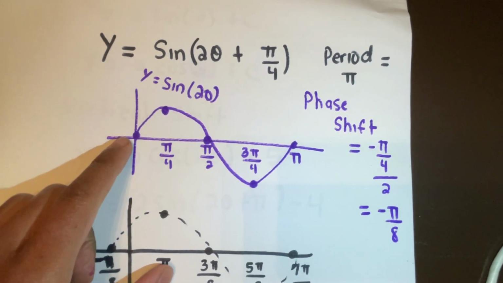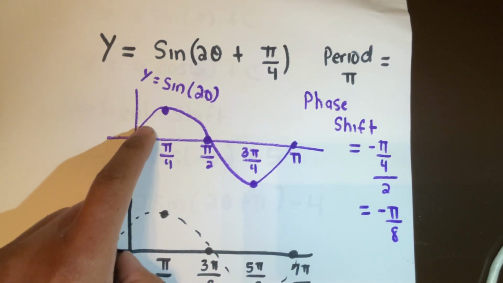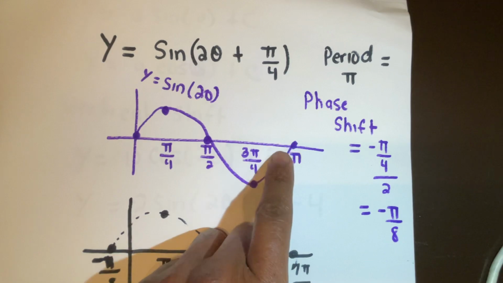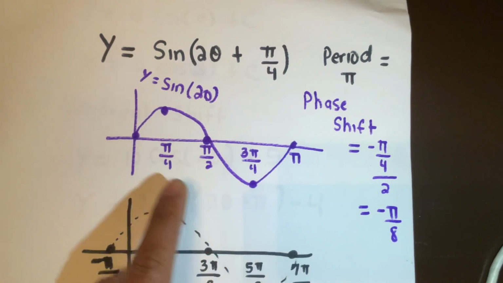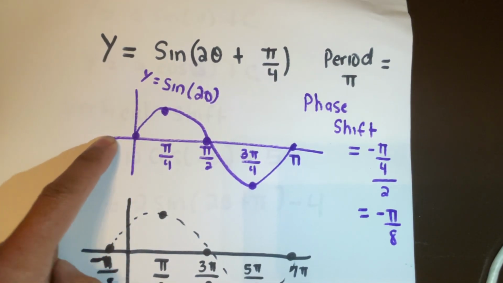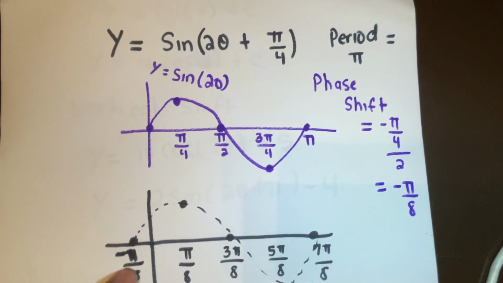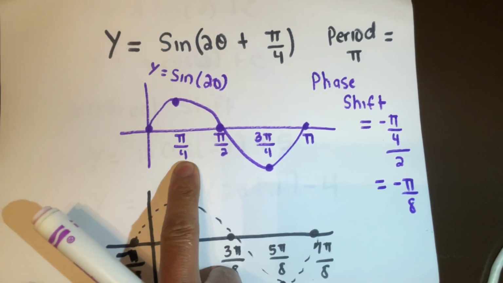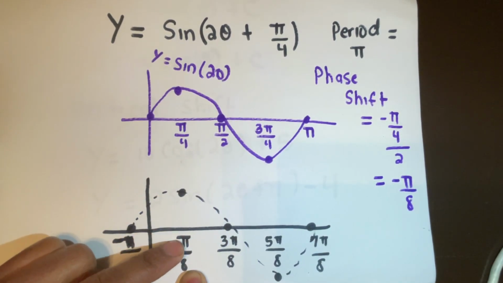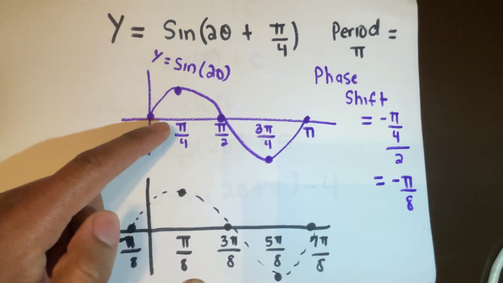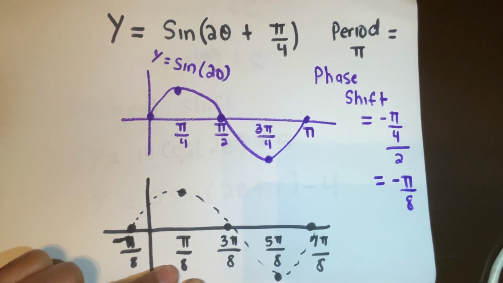All right, so let's see what this looks like on the graph. So this is the graph y is equal to sine of 2 theta. It's here with a period of pi. But I need to take this graph and move it to the left pi/8 units. So if I'm at 0 and I go to the left pi/8 units, that's going to put me at -pi/8. So that's how I get -pi/8. If I subtract pi/8 from pi/4, that's going to give me pi/8.